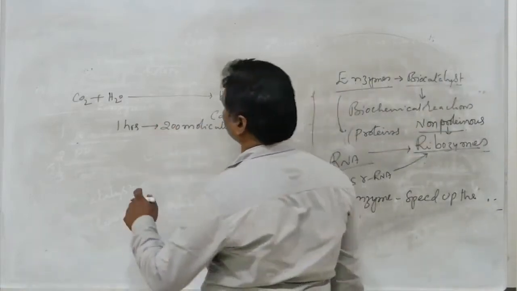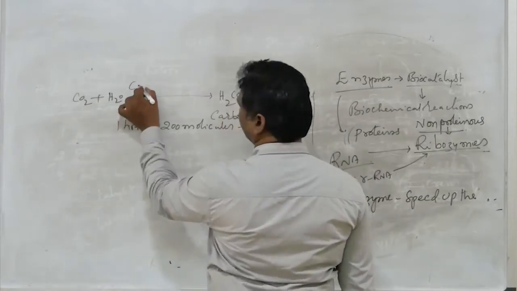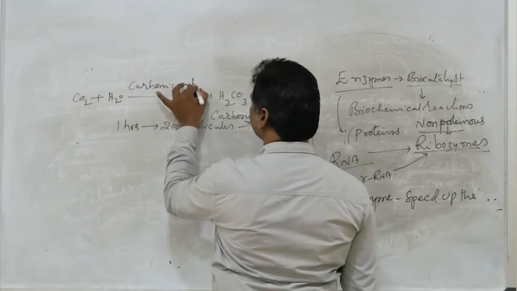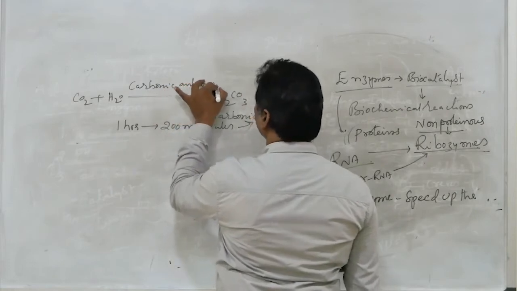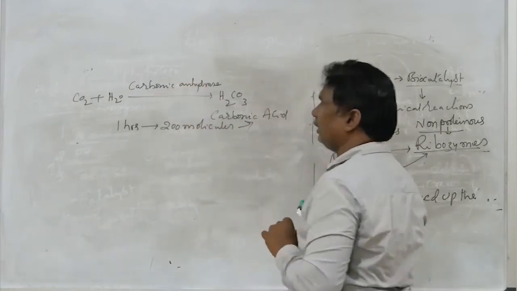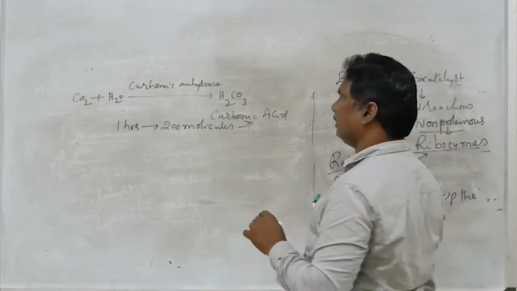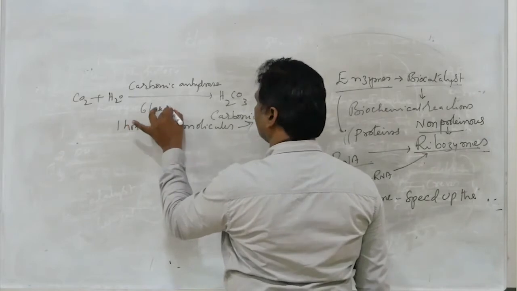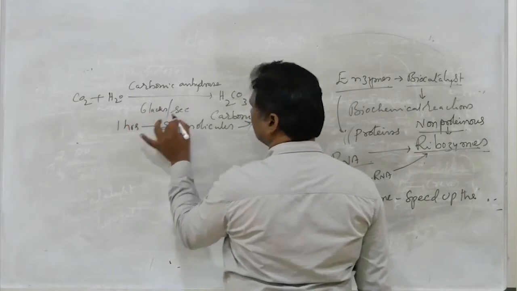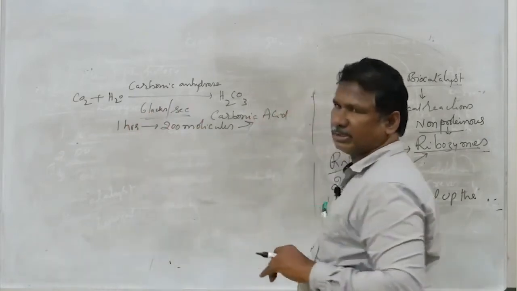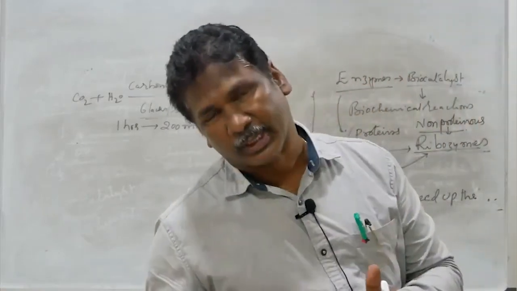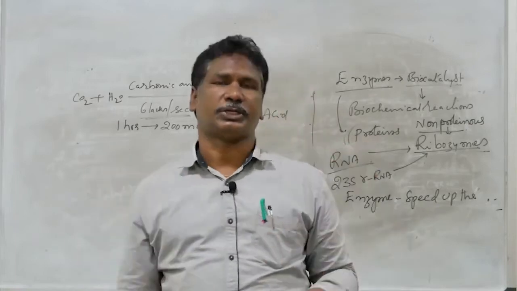What about the same reaction with enzyme? What is that enzyme? Carbonic anhydrase. In the presence of the enzyme carbonic anhydrase, 6 lakh molecules, 6 lakhs of molecules per second. So that enzyme can speed up the rate of reaction.